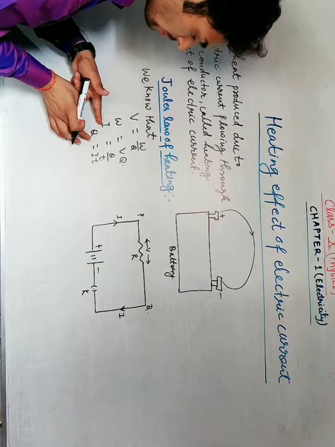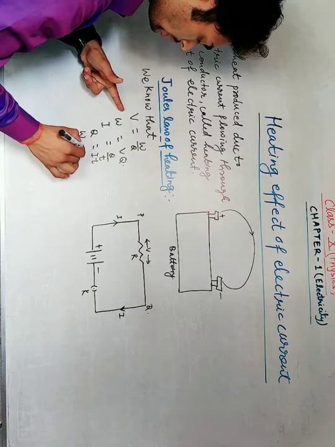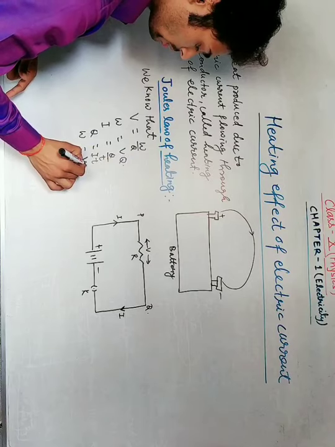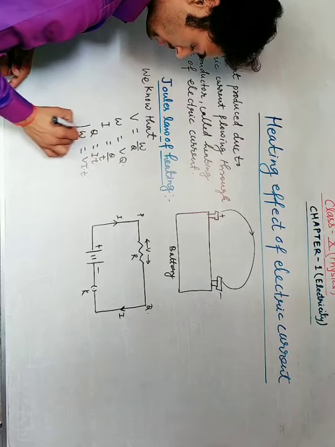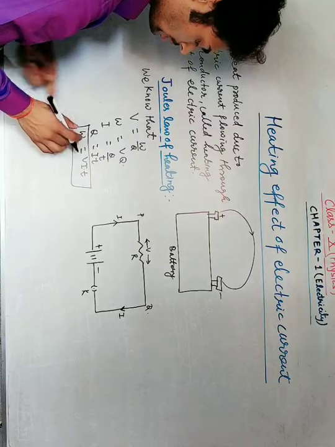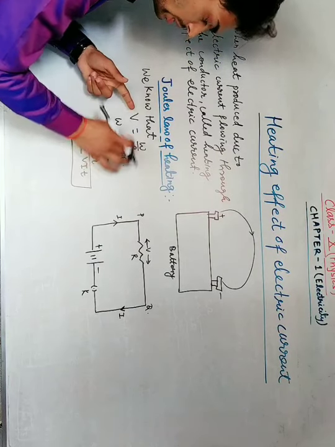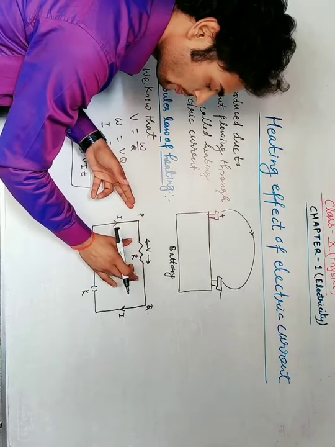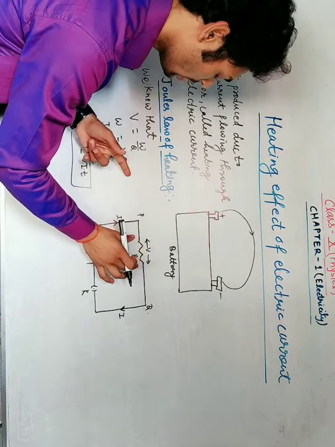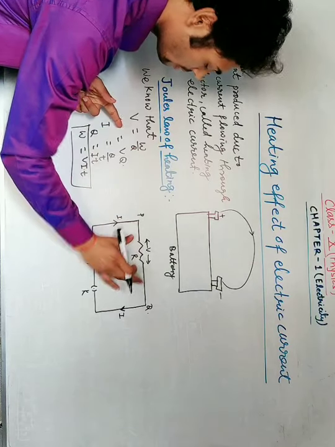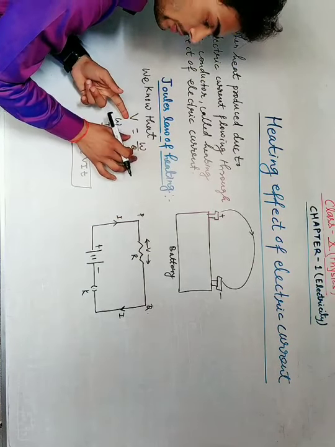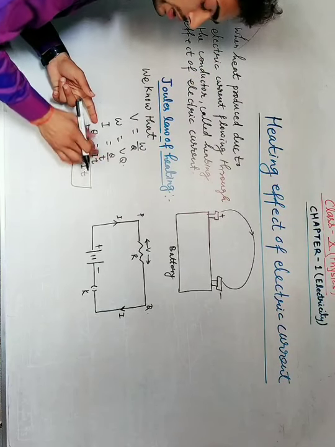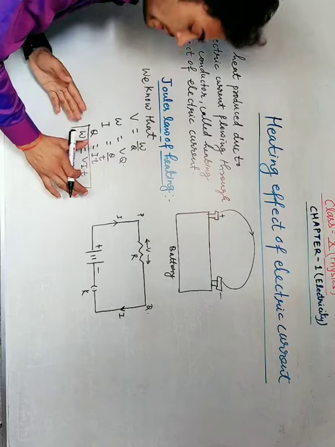Put the value of Q in this equation. W equals, what is the value of Q? V into I into T. This is the first equation of heating effect: W equals VIT. I repeat again, we know that V equals W upon Q. When current flows through this conductor, then potential difference V equals W upon Q, then W equals VQ, and I equals Q upon T, Q equals IT, we know that, then W equals VIT.